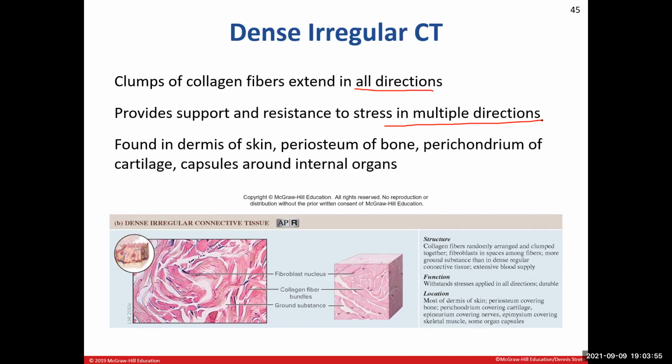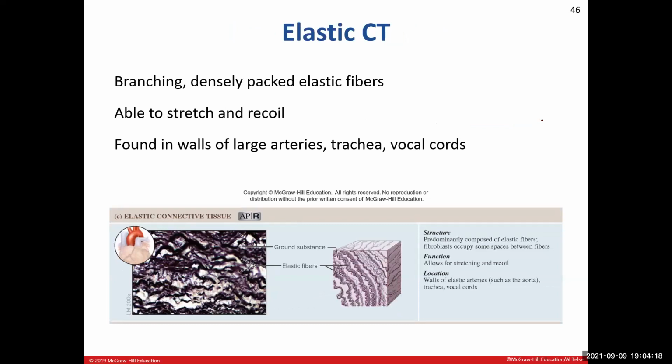Now, the nice thing about this dense irregular connective tissue is it has a little bit more ground substance than its buddy dense regular connective tissue. So it's going to have more blood flow there. It's going to be more vascularized. Some would even describe it as being highly vascularized.